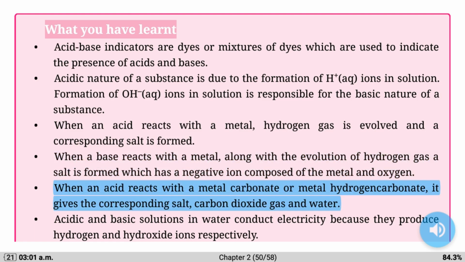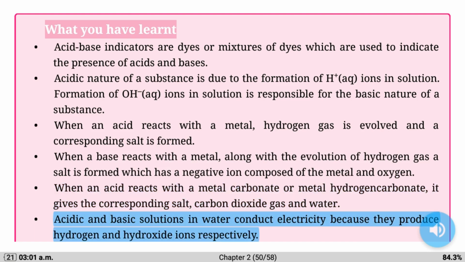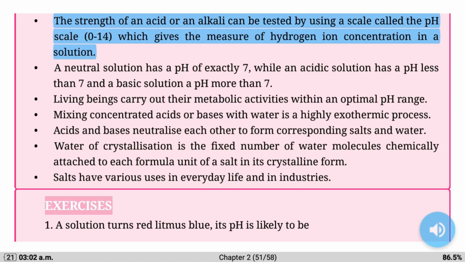When an acid reacts with a metal carbonate or metal hydrogen carbonate, it gives the corresponding salt, carbon dioxide gas and water. Acidic and basic solutions in water conduct electricity because they produce hydrogen and hydroxide ions respectively. The strength of an acid or an alkali can be tested by using a scale called the pH scale, which gives the measure of hydrogen ion concentration in a solution.